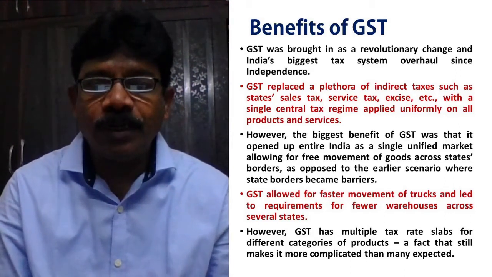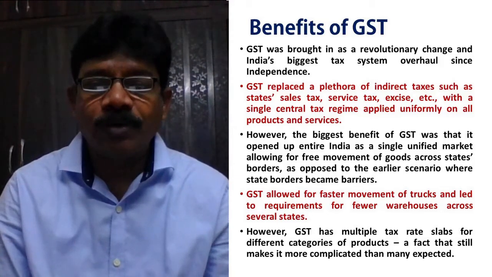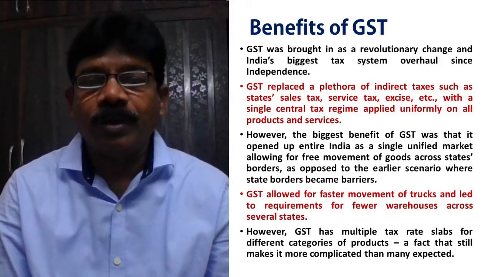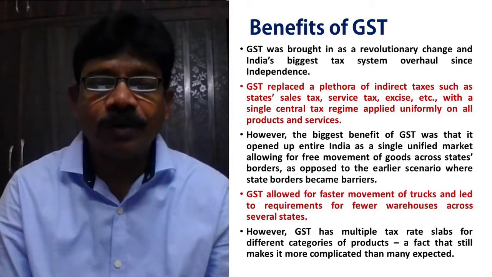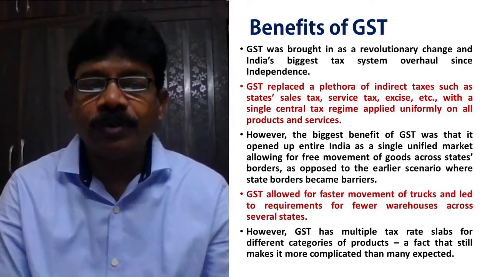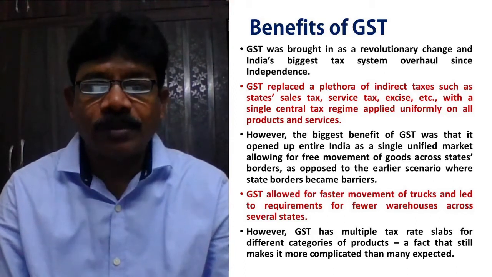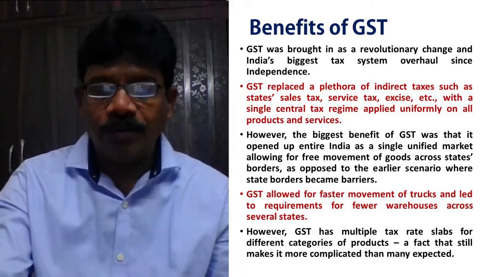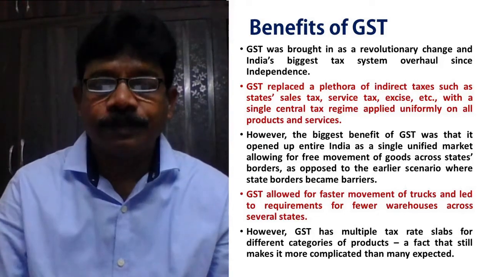And there are multiple tax rate slabs for different categories of products. 0 is there, 5 is there, 12 is there, 18 is there, 28 is there. Some of the goods are exempted from tax also. Okay, these are a few benefits.